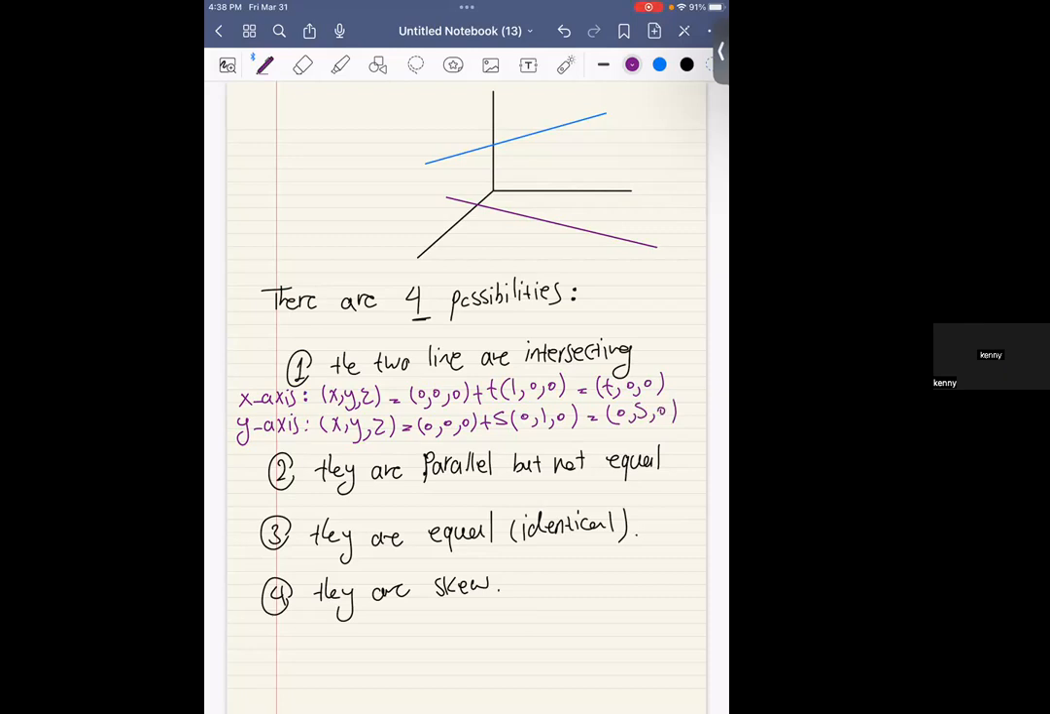Of course, the x-axis and y-axis meet each other at the origin. And there is only one point of intersection, and that is the origin. So the intersection is (0, 0, 0).